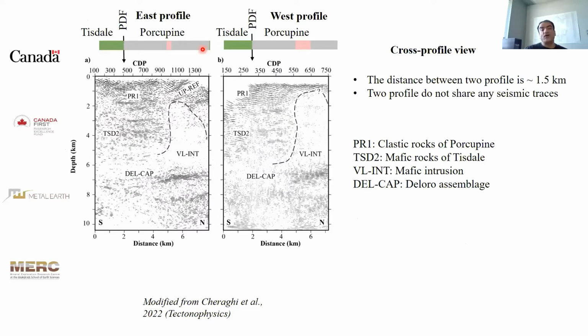If we look at the cross profiles from the east profile and the west profile, without using the 3D data set, we can see similarity in the reflectivity pattern, and we can extrapolate reflections from one section to the other, like from clastic rocks and also from the mafic rocks, and also the area of the intrusion.